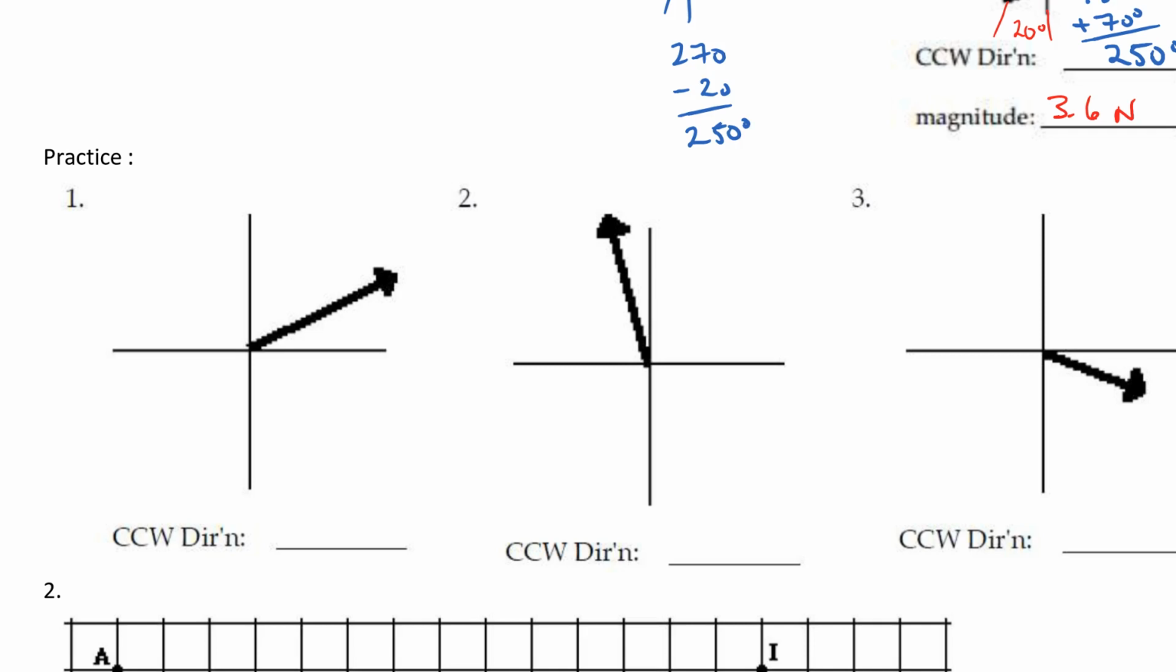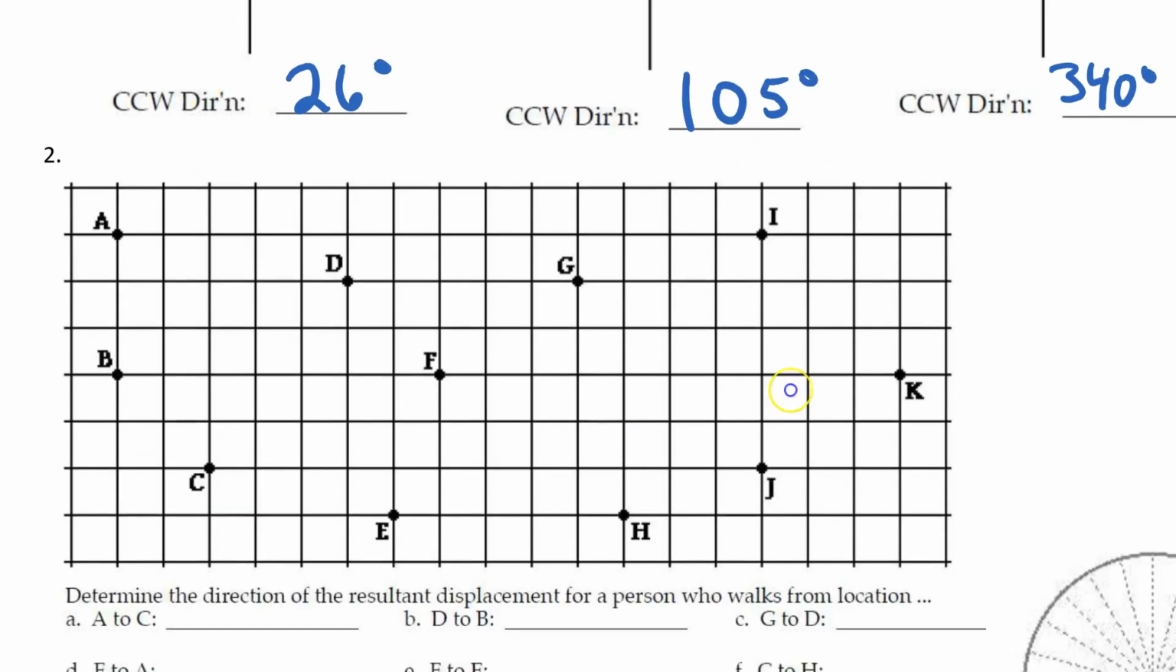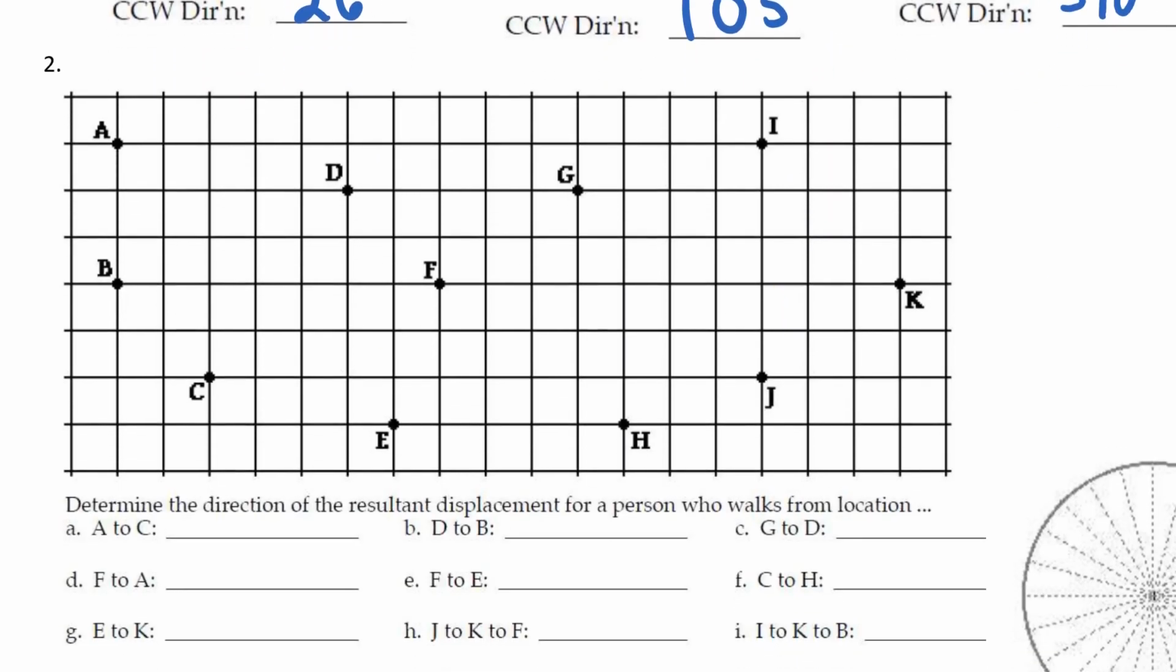Oh yeah, I guess I should say it's just the direction we want. Don't worry about the magnitude. Okay, so the values I got for those were about 25, 26 degrees for the first one, 105 degrees for the second one, and about 340, maybe even 339 for that last one. Okay, so here is our number 2.